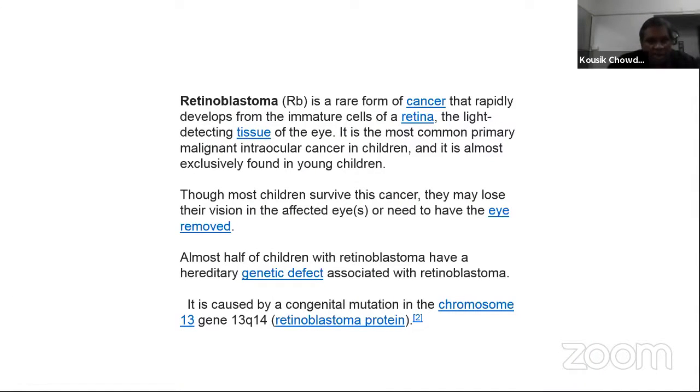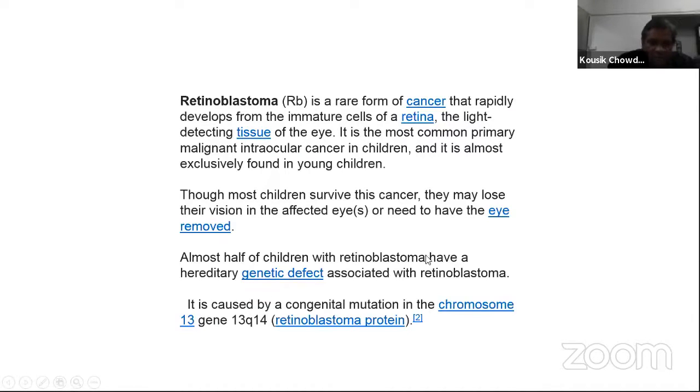Okay, now come to today again another topic, so retinoblastoma. Retinoblastoma is a rare form of cancer that rapidly develops from immature cells of a retina, the light detecting tissue of the eye. It is the most common primary malignant intraocular cancer in children, and it is almost exclusively found in young children. Though most children survive this cancer, they may lose their vision in the affected eye or need to have the eye removed.